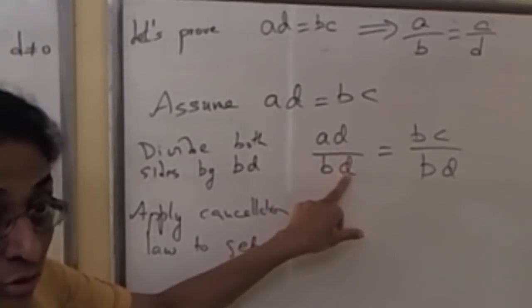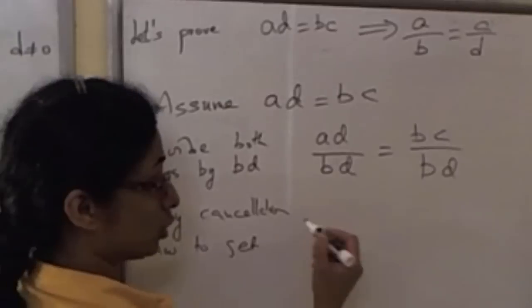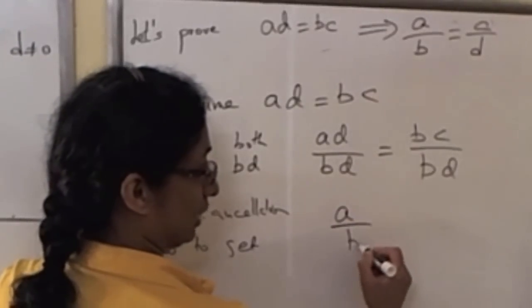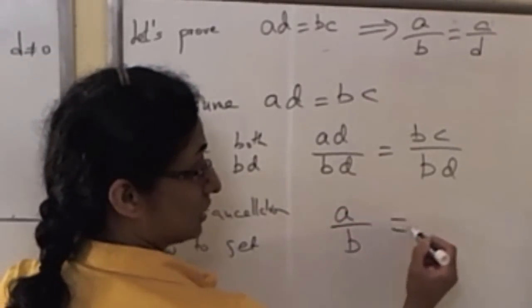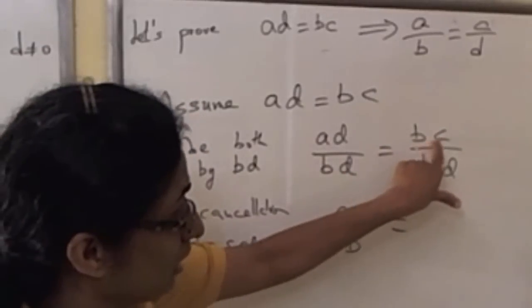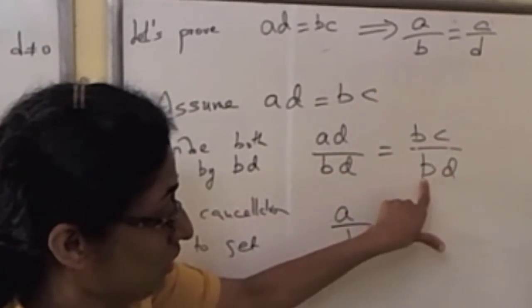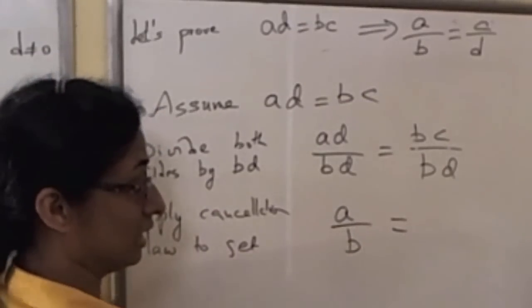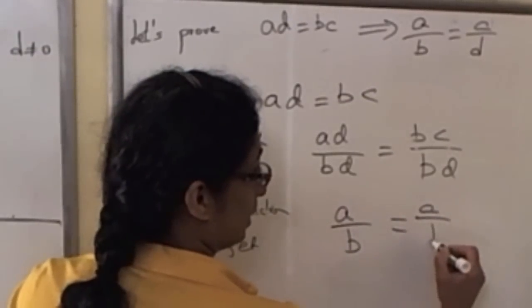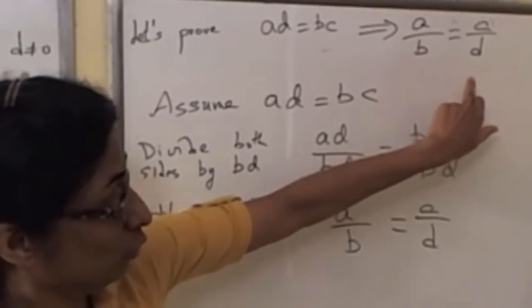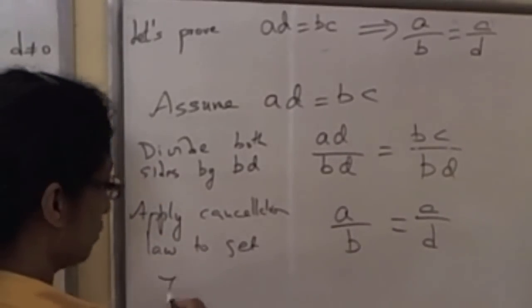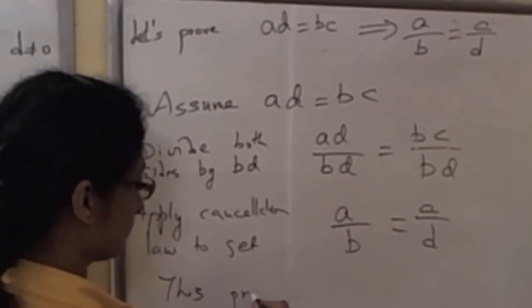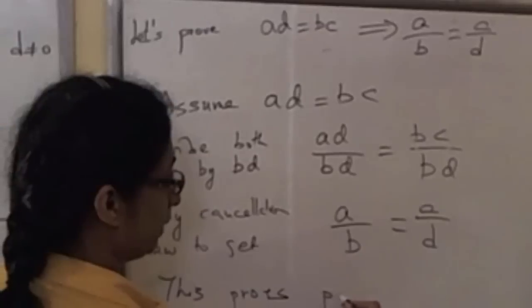D is a common factor of both the numerator and denominator. So if you apply the cancellation law, we get A over B. And similarly out here, we have B times C over B times D. B is a common factor of both the numerator and denominator. Apply the cancellation law again, then we get C over D. There it is, A over B equals C over D. So now this proves part B.